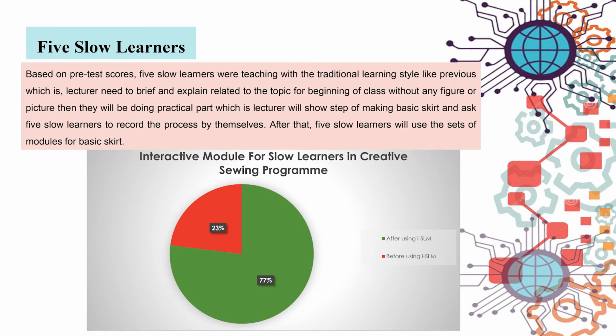Based on pre-test scores, the 5 slow learners were taught with the traditional learning style as before, where the lecturer needs to brief and explain the topic at the beginning of class without any figure or picture. Then they do the practical part with the lecturer, who shows the steps to making a basic skirt and asks the 5 slow learners to record the process themselves. After that, the 5 slow learners will use the set of modules for the basic skirt. This chart shows the result before and after using the module.